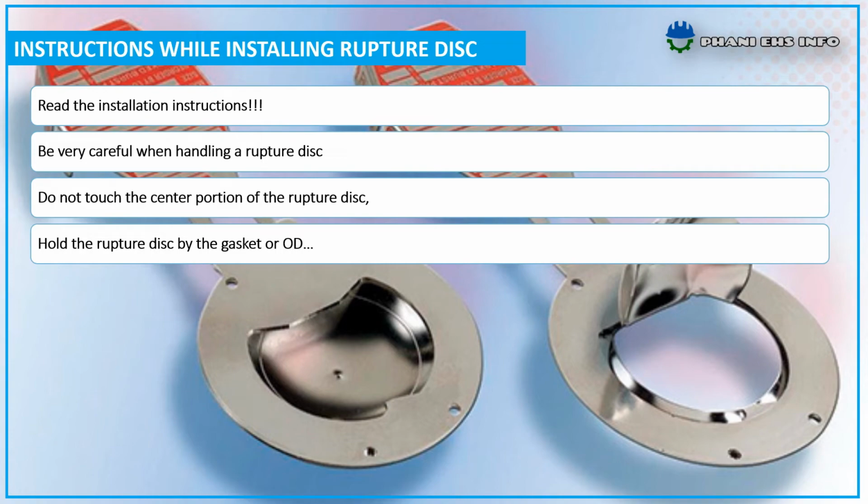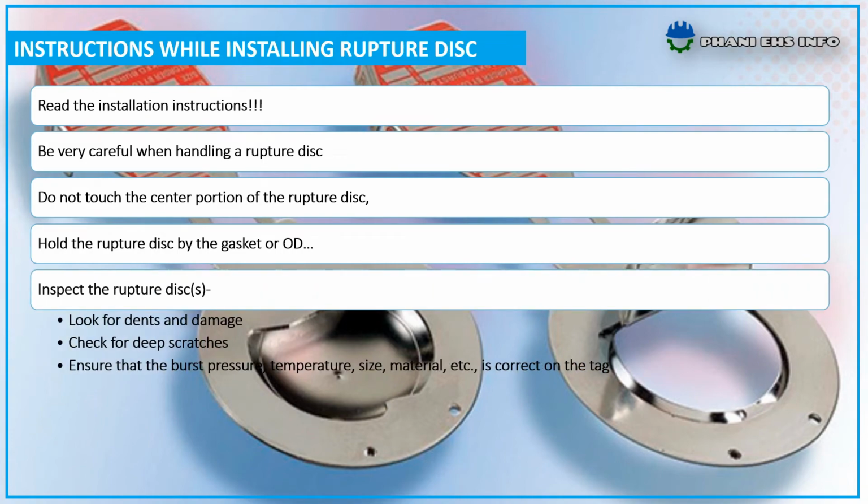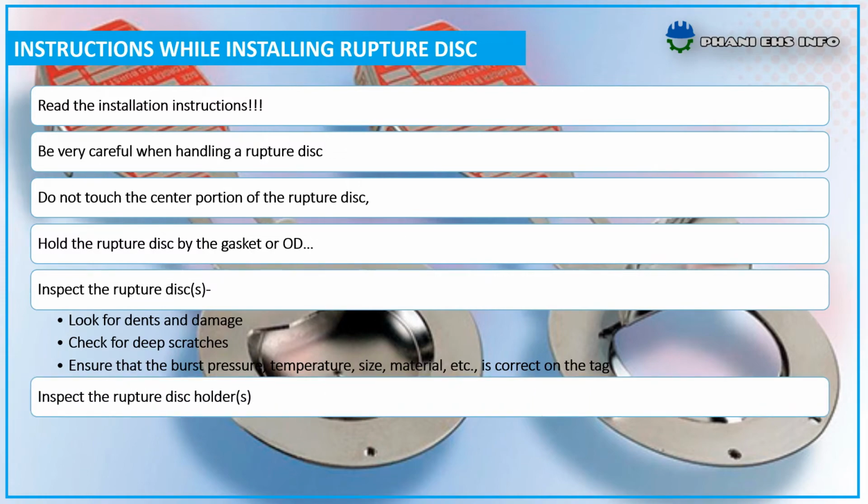Inspect the rupture discs. Look for the dent or damage. Check for the deep scratches. Ensure the burst pressure, temperature, size, material, etc. is correct on the tag. Inspect the rupture disc holder. Check for the damage. Look for the deep scratches in sealing areas.